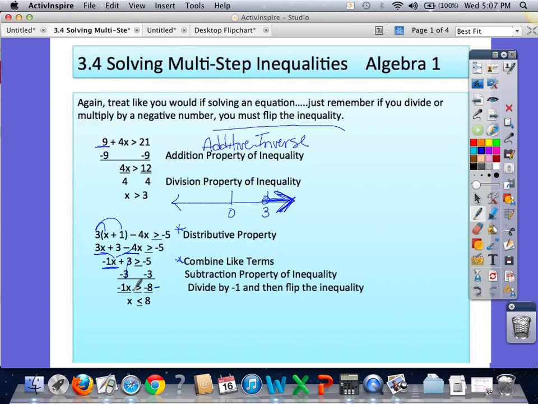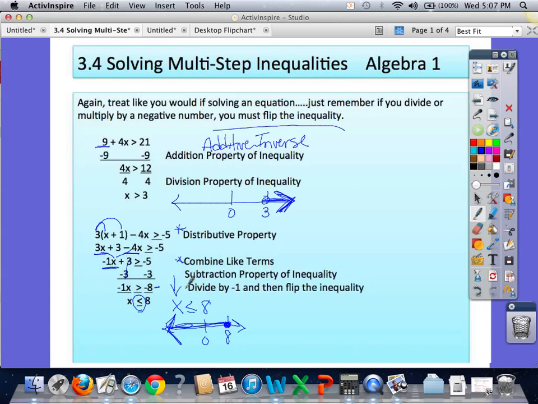The last thing you need to do on this problem is divide by a negative 1. When you divide by a negative 1, that means that you're going to have to flip your inequality sign, and negative 8 divided by negative 1 becomes a positive 8. So your answer should be x less than or equal to 8. When you graph, you put 8 on the positive end, color it in because it's including 8 with the line underneath the inequality, and draw it in the direction that the inequality is pointing because x is on the left.